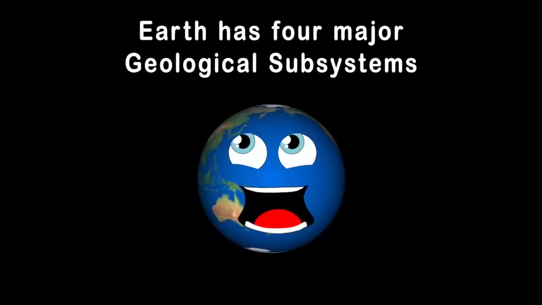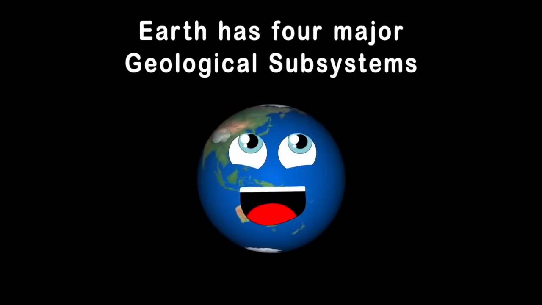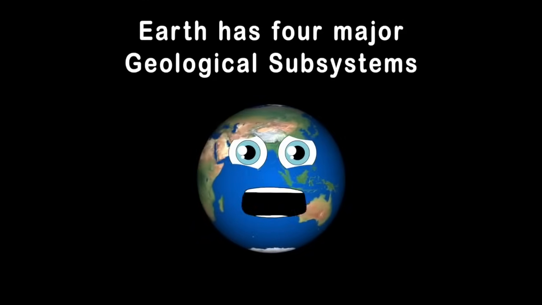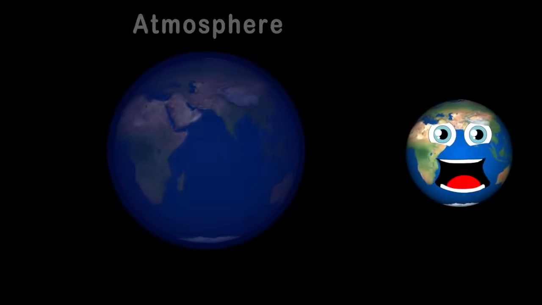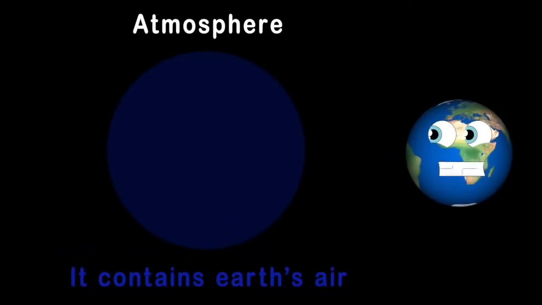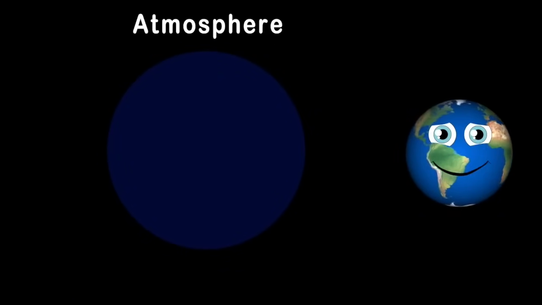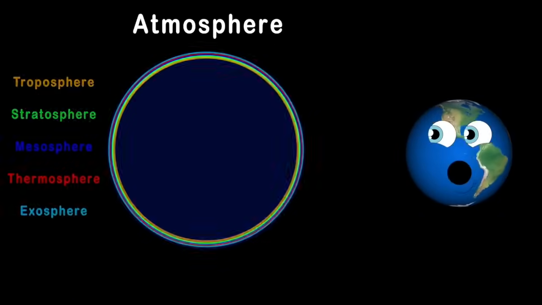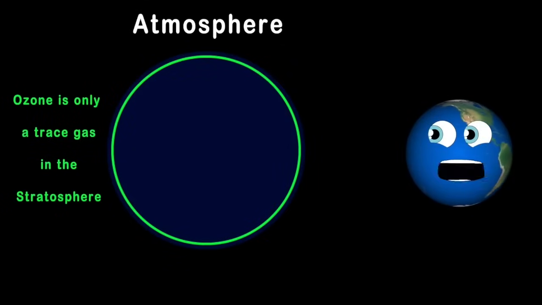Earth has four major geological subsystems. I will teach you in this song, I hope you learn and listen. The atmosphere's the next sphere that we will look at. It contains Earth's air and protects all of us. Now how about that? The atmosphere's made up of 5 layers, now you know. One layer blocks radiation from the sun, it's called the ozone.